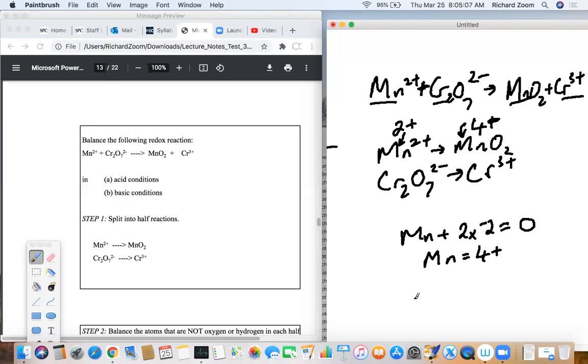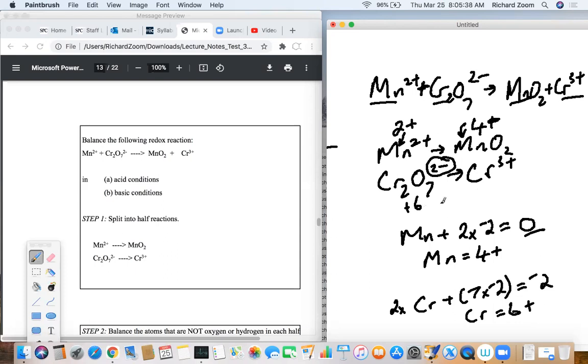The charge on the MnO2, by the way, is 0. There is no charge on it because there's no superscript up here. But for the chromium in Cr2O7, it's 2 times Cr plus 7 times negative 2 because there's 7 oxygens. And all of that adds up to negative 2, which is the charge on the entire thing. So when we do the algebra here, we get 6+ on the chromium. So the chromium here is +6, and it's going to +3.